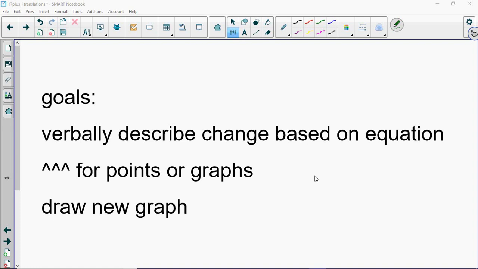And then third, if we're given an original graph and then we're told that the equation changes in a particular fashion, we should be able to sketch a new graph. And we're not looking for perfection in these. We're not going to need graph paper. We just want to be able to get the main idea of what's happening, whether the graph is, again, moving left or right, becoming taller, shorter, wider, more narrow, or reflecting horizontally or vertically.